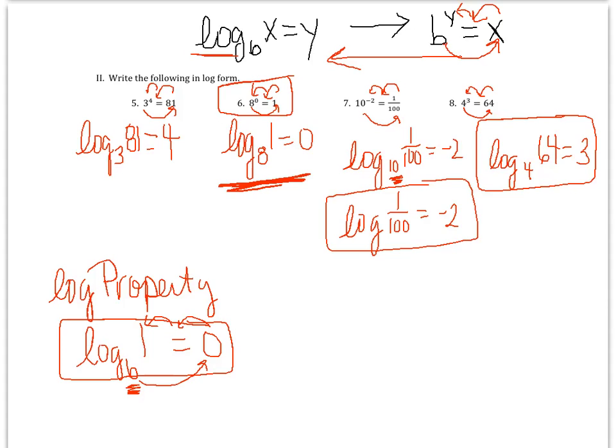Okay, so this is one of your log properties, and it will be helpful to remember this property. If you don't remember the property, you can just always convert it back to exponent, and hopefully you can get the correct answer. But again, properties are just there to make it easier for you. So this is a property that you can memorize.